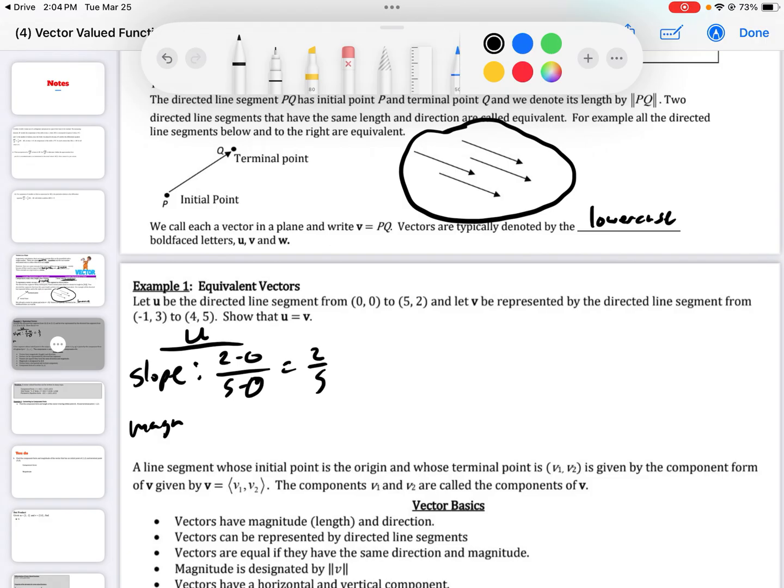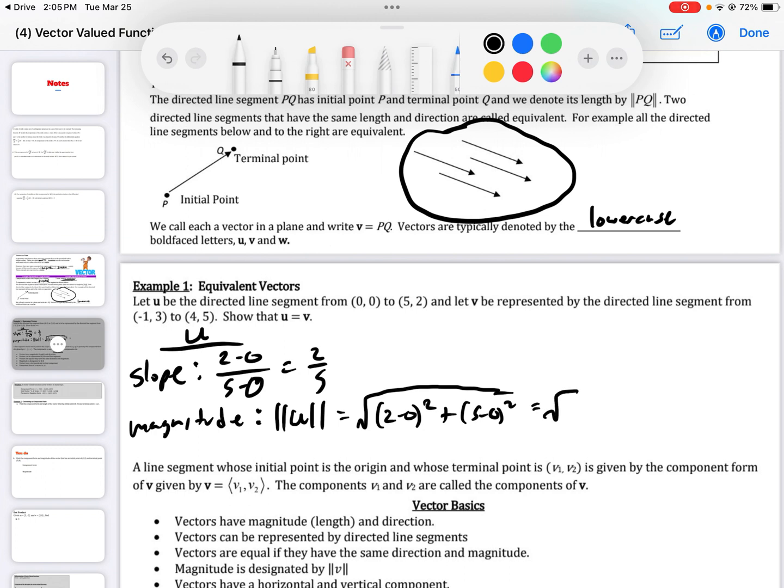The magnitude, which I could represent by the two lines around u, is just the distance between those two points. So the distance formula: (2 minus 0) squared, y2 minus y1, x2 minus x1, doesn't really matter, plus (5 minus 0) squared. That would be 2 squared, which is 4, plus 5 squared, which is 25, so the square root of 29. So that's the magnitude of u.